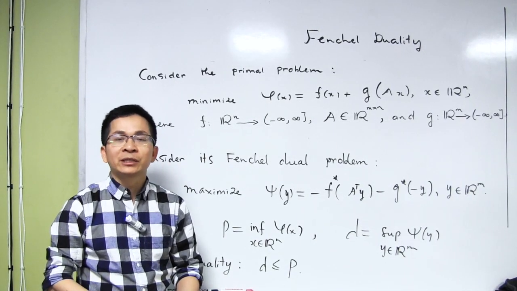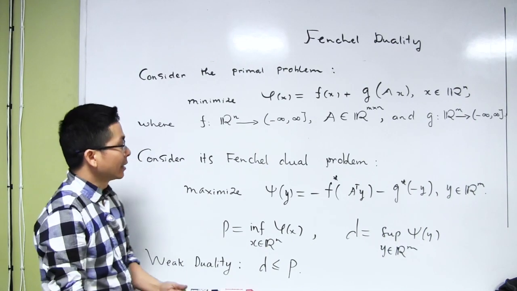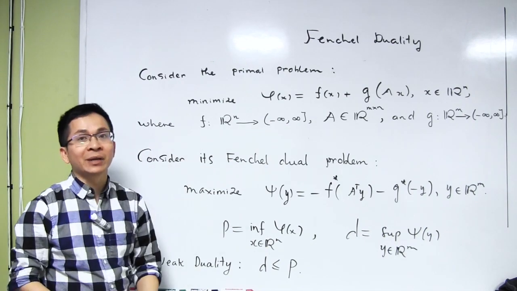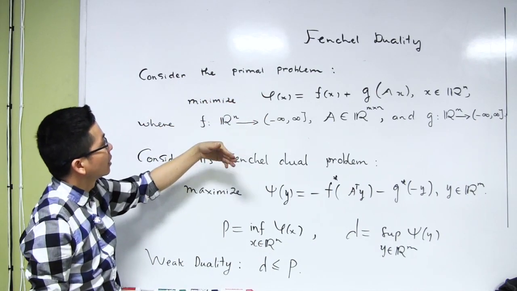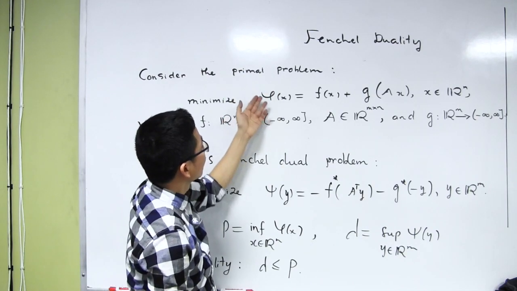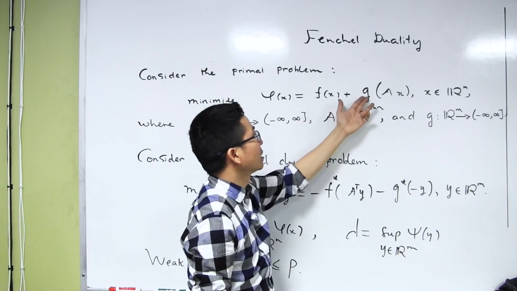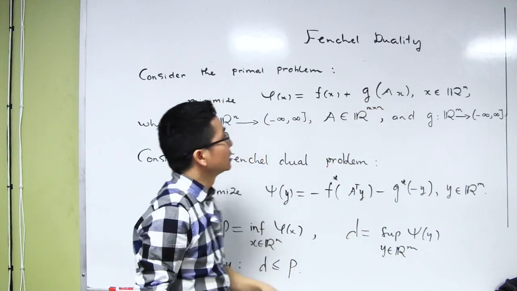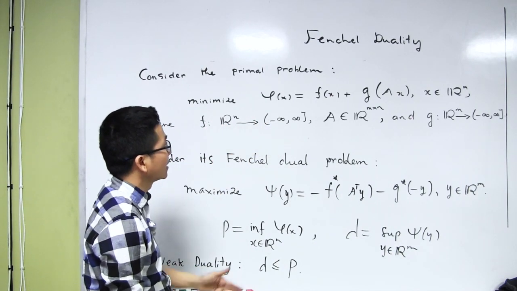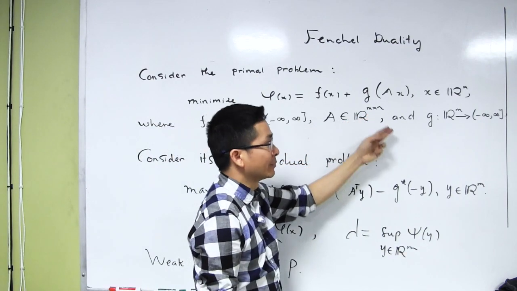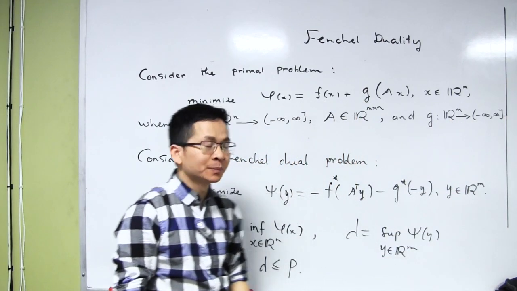In this video, I'm going to continue my previous lecture on Fenchel duality. Let me first recall what we did from last time. We consider an optimization problem in which we would like to minimize the function phi given by f plus the composition of g and A. Over here, f is a function from Rn to the extended real line, A is an m by n matrix, and g is a function from Rm to the extended real line.